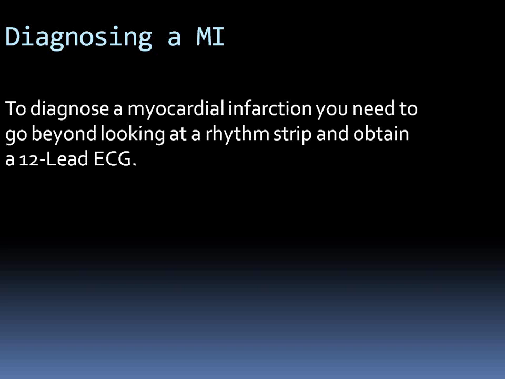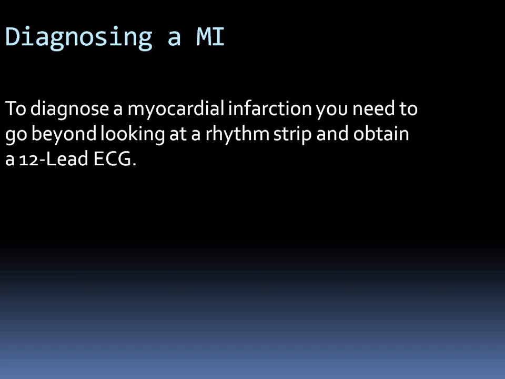All right. First of all, as compared to just looking at the rhythm strip, which is usually 1 or 2 leads, to diagnose an acute MI, you need to look at the whole EKG. You cannot just look at one rhythm strip and say that, hey, this guy is having an acute MI, because the definition of an acute MI is to see ST changes in at least 2 consecutive leads.